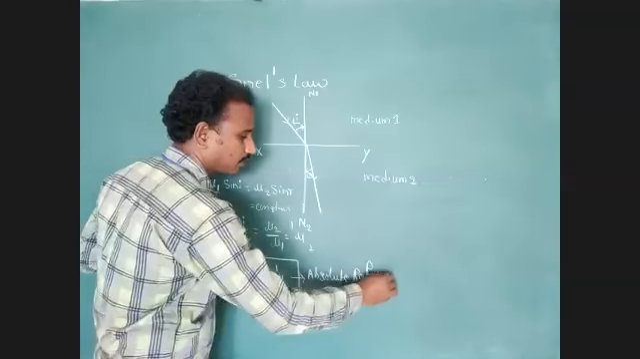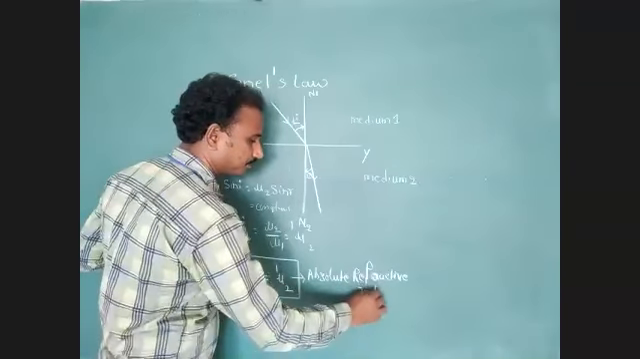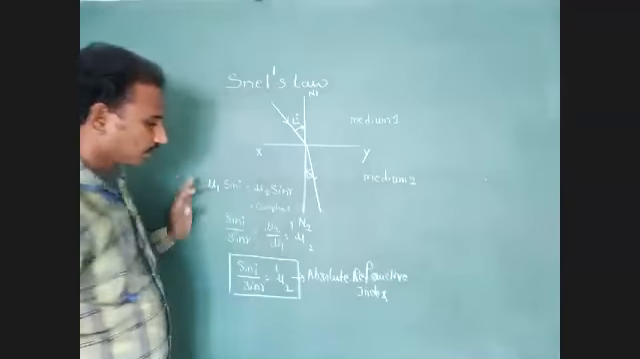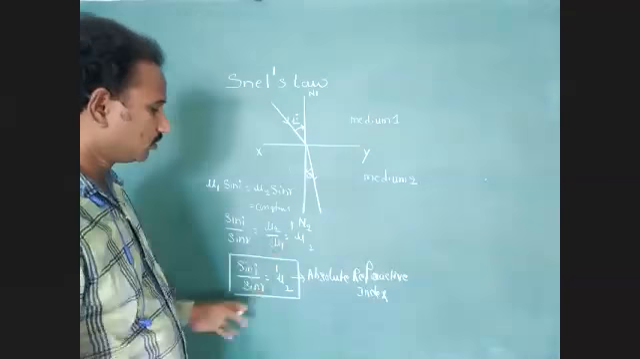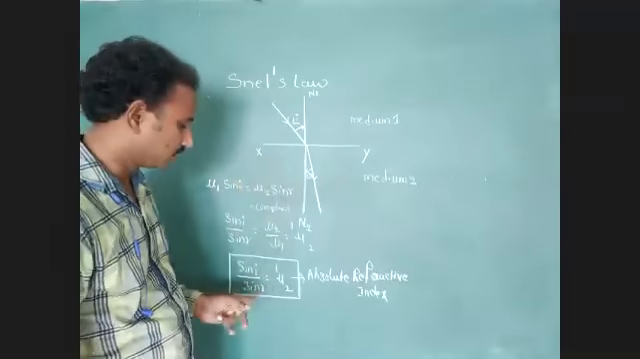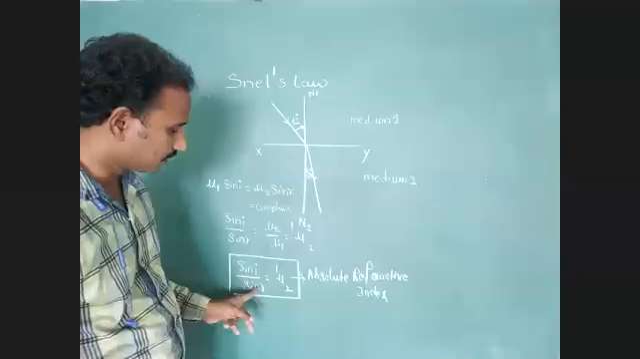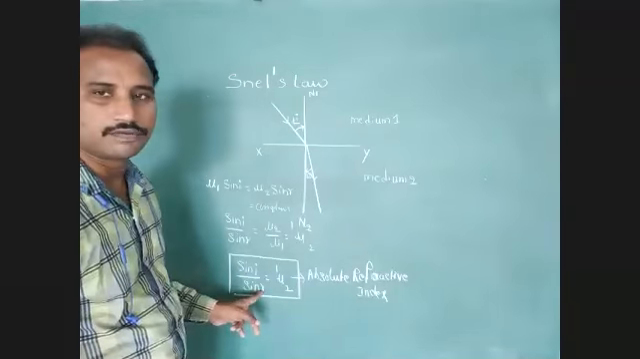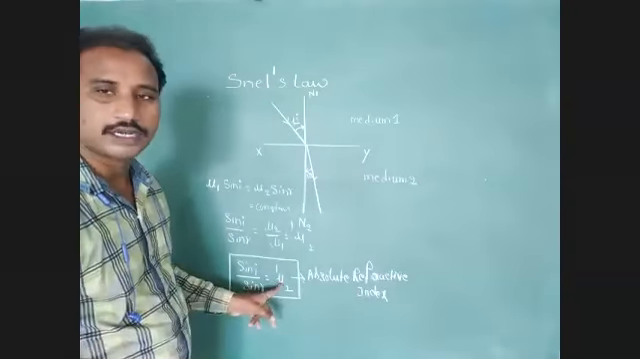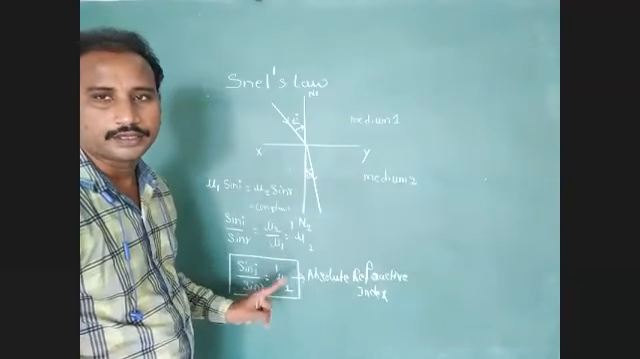Okay, just identify this point, absolute refractive index. Do you identify this point? So who explained this point? Snell explained this point: the ratio of the sine of the angle of incidence to the sine of the angle of refraction is always constant. This constant value represents the refractive index.